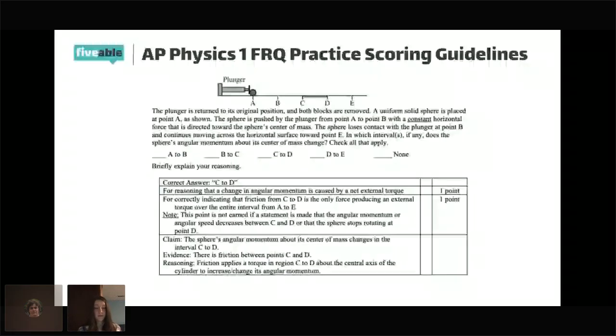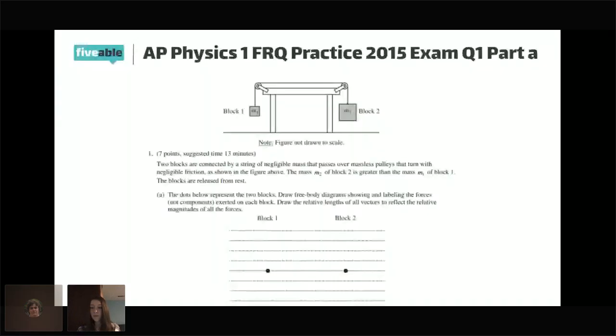Okay, next question. Two blocks are connected by a string of negligible mass that passes over massless pulleys that turn with negligible friction, as shown in the picture above. The mass M2 of block 2 is greater than the mass M1 of block 1. The blocks are released from rest. The dots below represent the two blocks. Draw a free body diagram showing and labeling the forces, not components, exerted on each block. Draw the relative lengths of all vectors to reflect the relative magnitude of all forces.